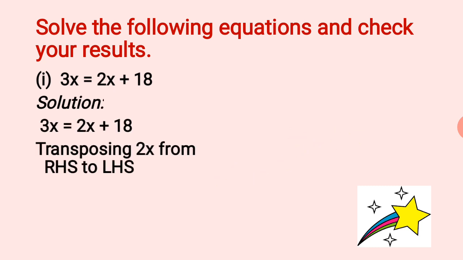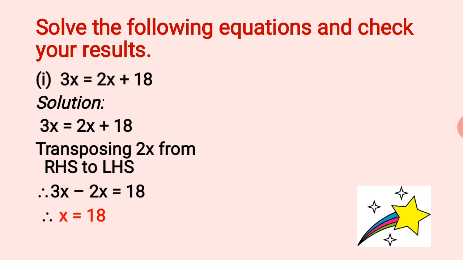So, transposing 2x, we get it as 3x minus 2x equal to 18. 2x on the right hand side has a plus sign with it. On the left hand side it becomes minus 2x. You can easily solve it. 3x minus 2x is x, which is equal to 18.